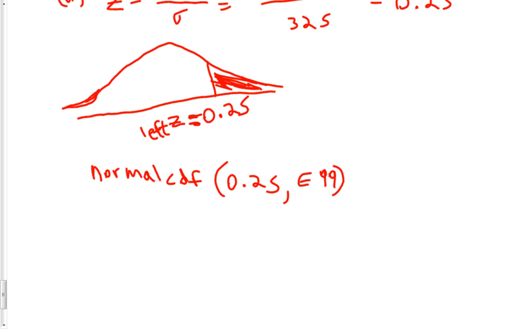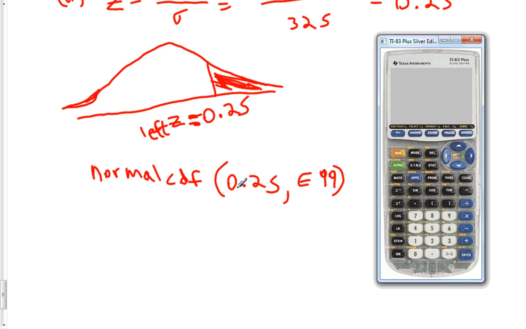So this is what we're looking for. We're looking for the area to the left of that z-score. So we take out our TI-83 calculator, and we turn it on, clear our screen here. And what we're going for is second distributions. We want the normal CDF, which is number 2, and we're going to put in a left z-score of 0.25 and comma a right z-score of E, which is above the comma, 99, which is infinity.